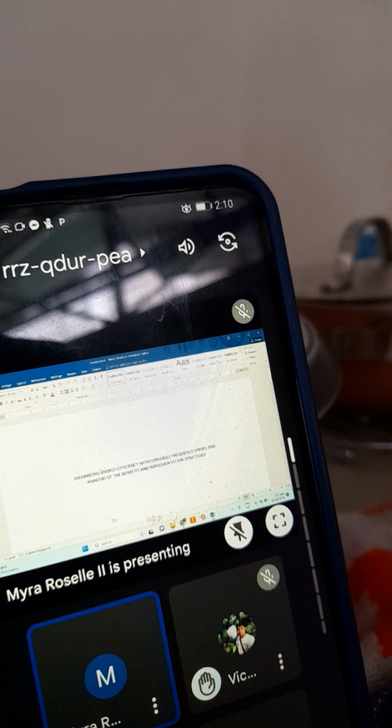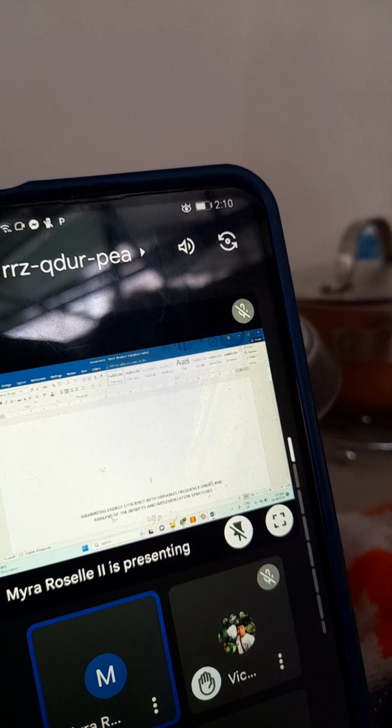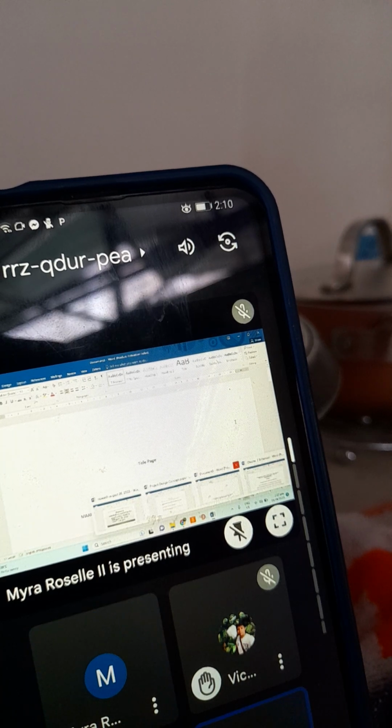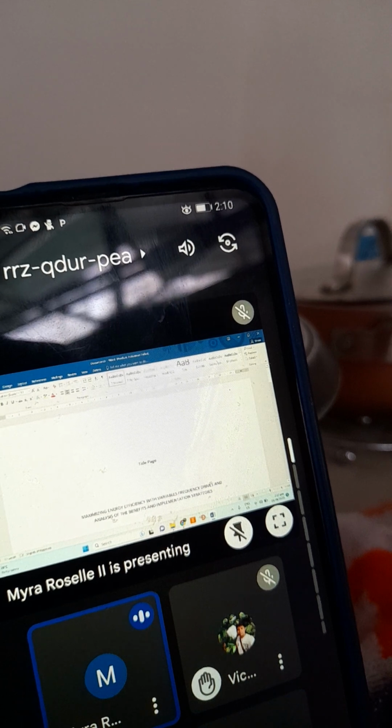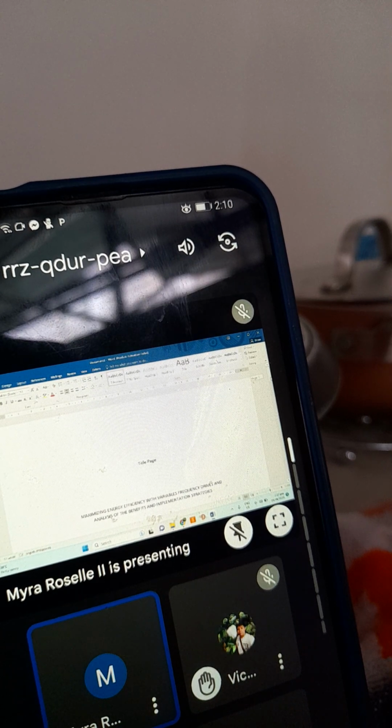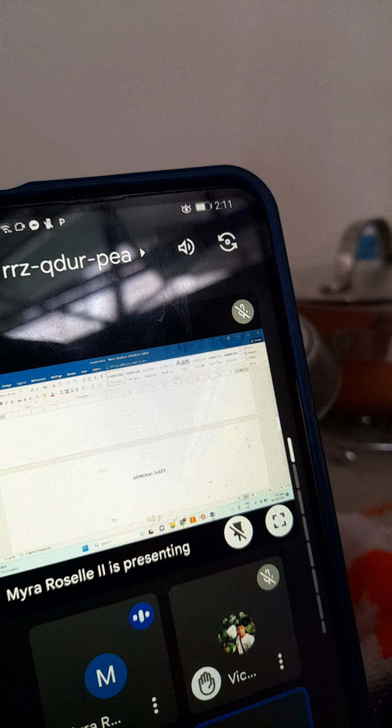Okay. So this is your title page. The title page should not show a page number. But here on page 2, you have your approval sheet.